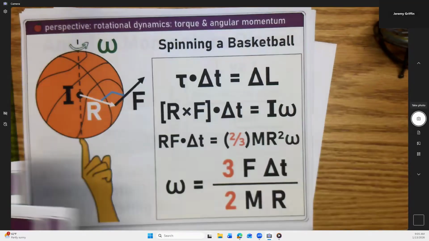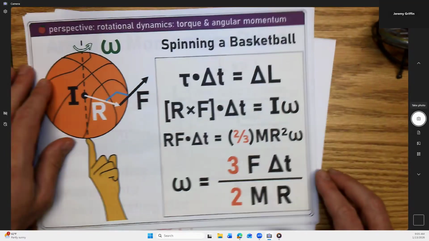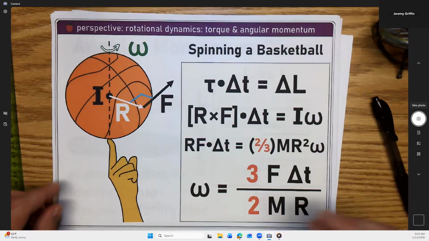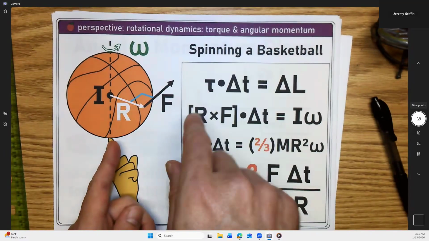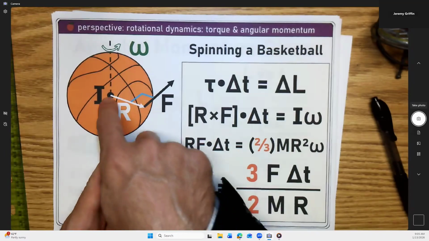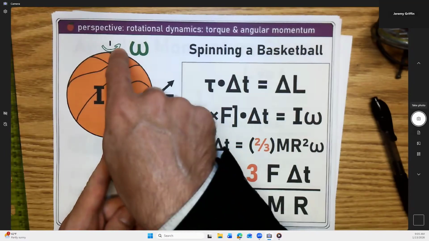Here's a fun one. Spinning a basketball. How fast does the basketball spin? So I'm going to put the basketball on my finger and give it a little tap, applying some force at this radial distance. And how fast is it going to spin?